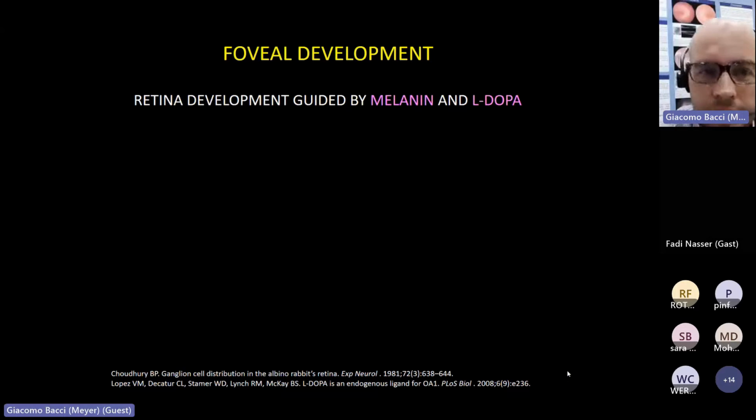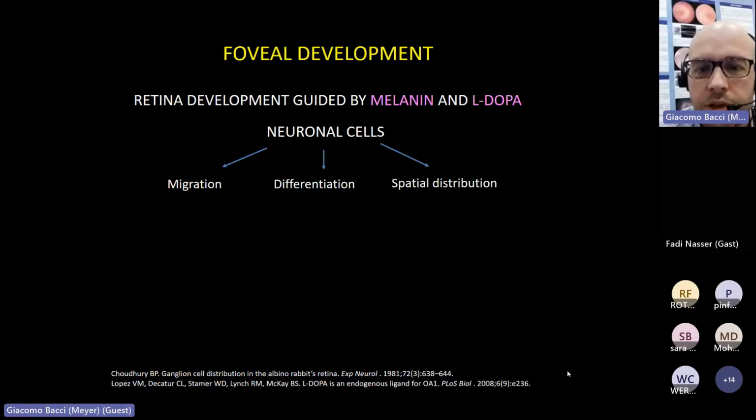And it is interesting that during retinal development, there are two main molecules that guide this process, namely melanin and L-DOPA. Neuronal cells, because photoreceptors and retina are actually neuronal cells, have their migration, differentiation, and spatial distribution driven by these two molecules.